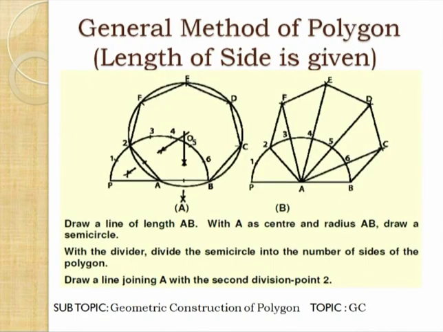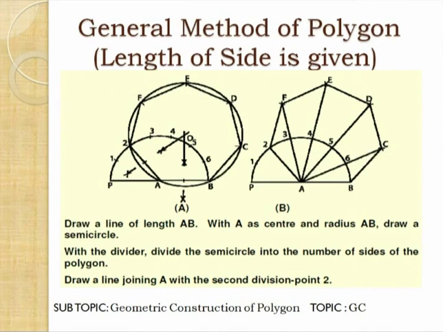General method of polygon, when length of side we are knowing. So this is the general method. With this method we can draw any polygon. We can draw even triangle, square, pentagon, hexagon, heptagon. We can draw any polygon with this general method when we are knowing the length of side of the polygon.